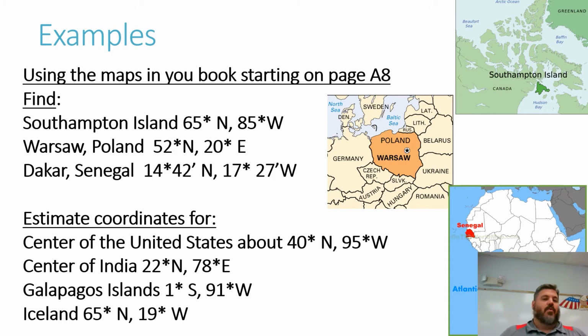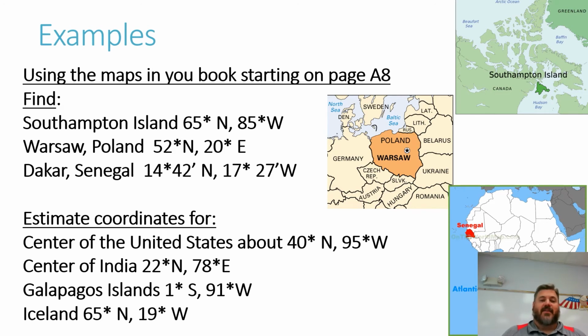And then the estimated coordinates, again, you don't have to have these exact numbers where you kind of picked where the center of the state is, or the country is. For the United States, I just picked Kansas City. That's 40 degrees north and 95 degrees west. Center of India being 22 degrees north and 78 degrees east.